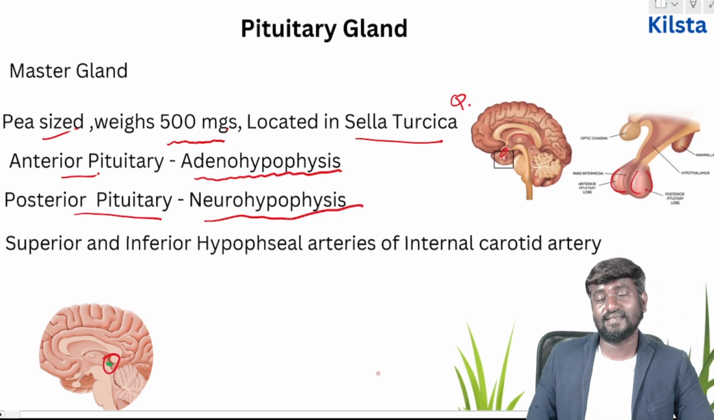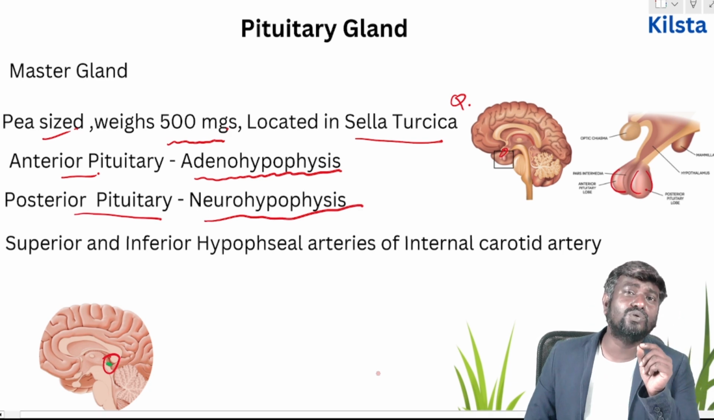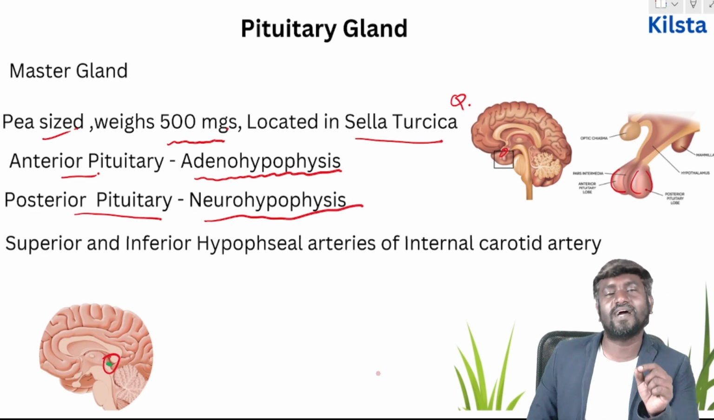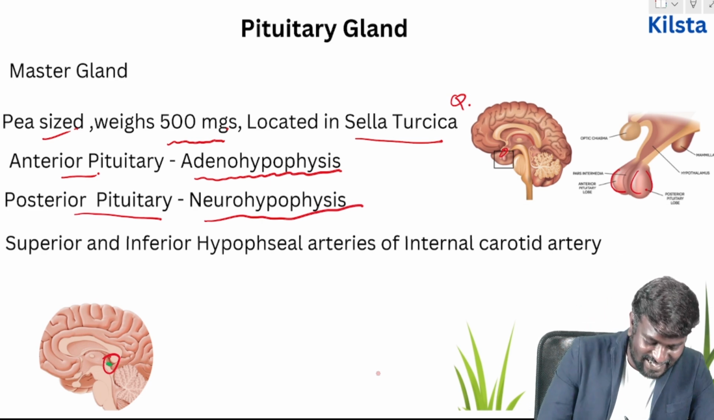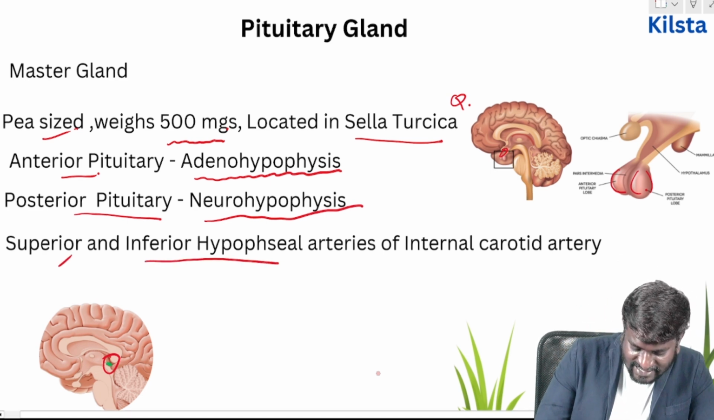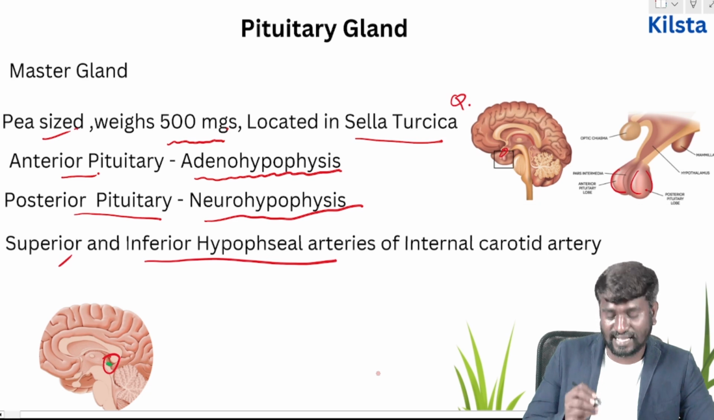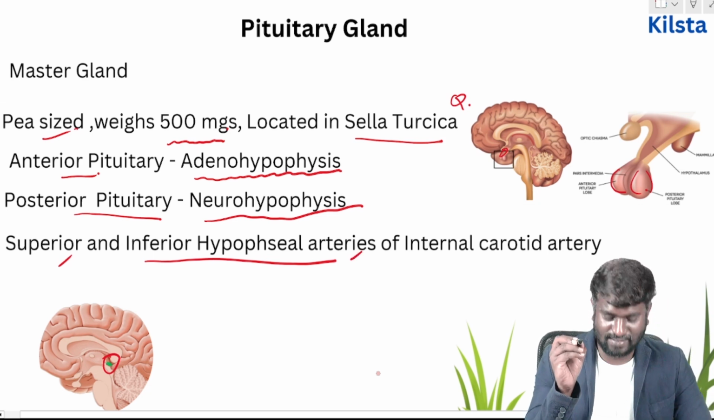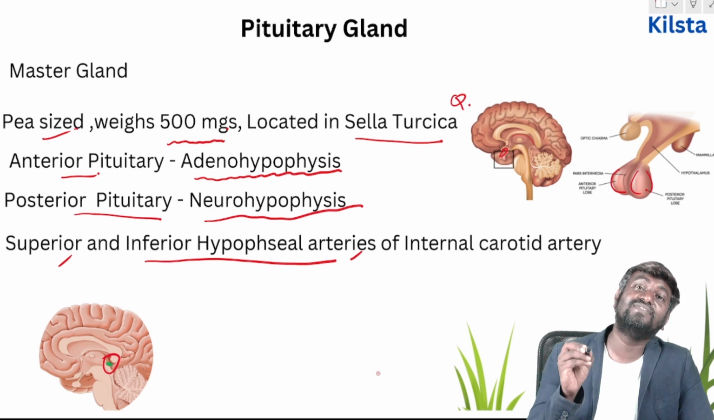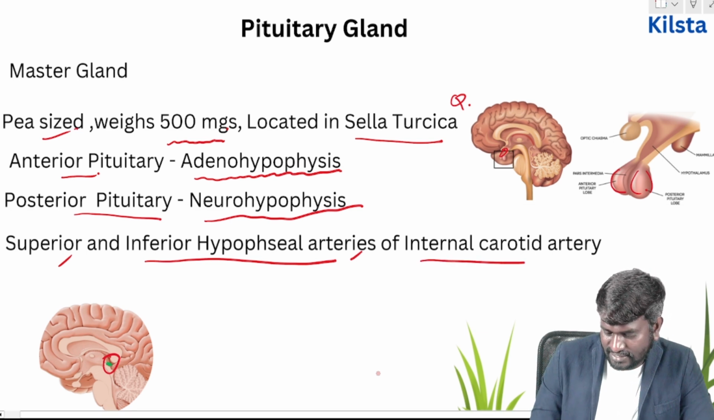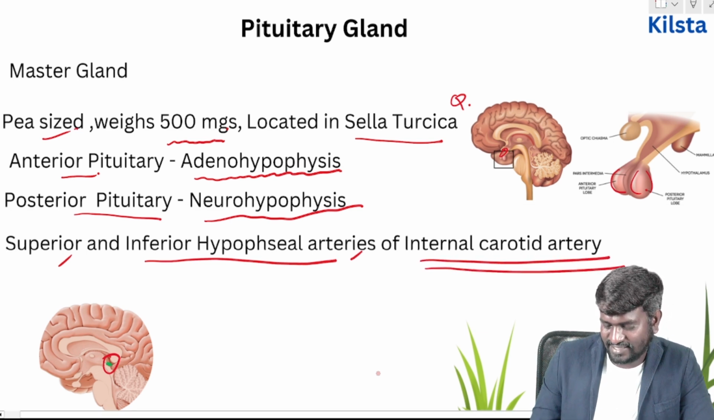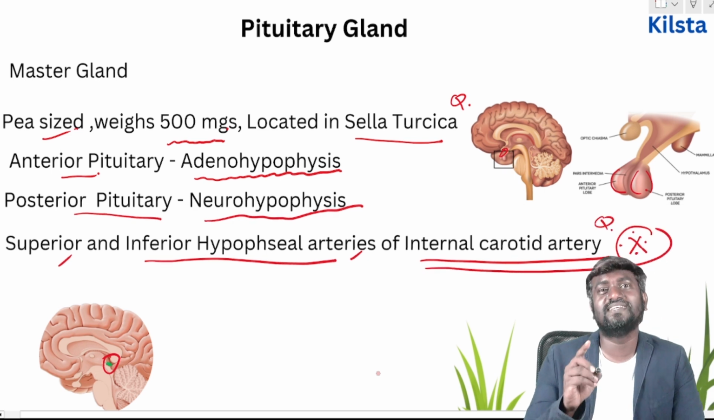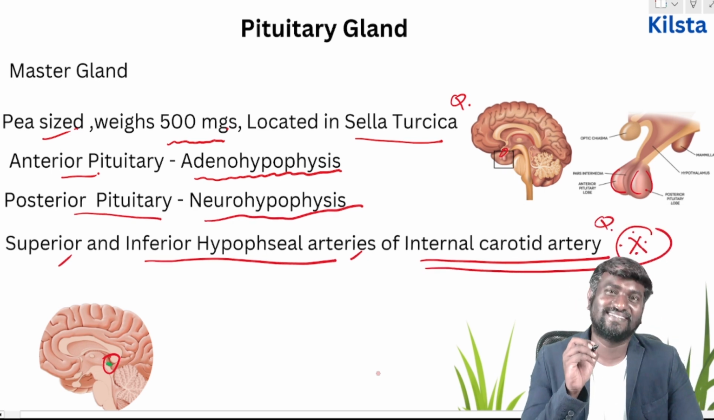Neurohypophysis. Yes, it is also very important to know the arterial supply of the pituitary gland. It is going to be superior and the inferior hypophyseal artery. These are going to be the superior and the inferior hypophyseal arteries of the internal carotid artery. Please remember this. It can also fetch that one important mark.